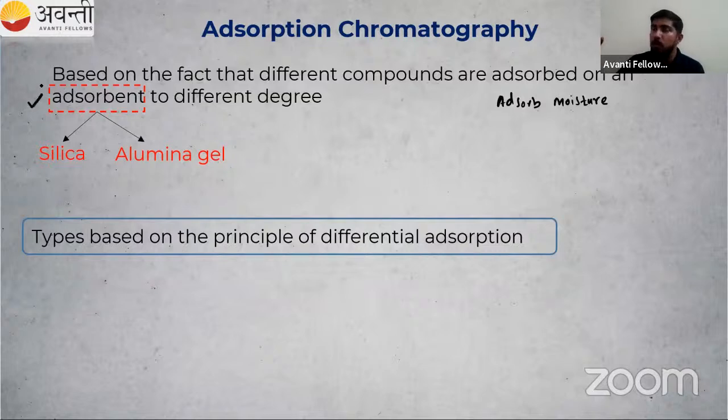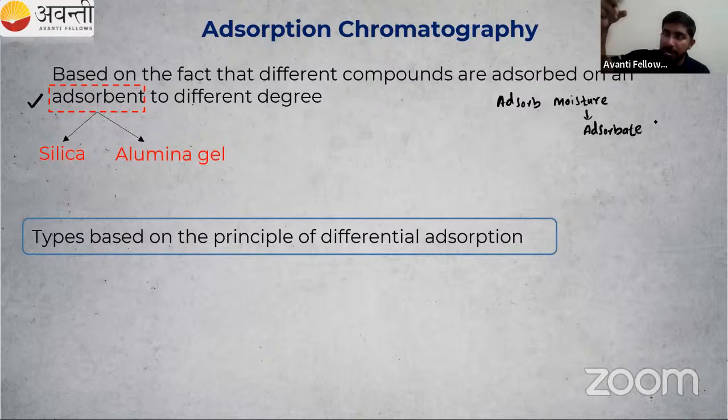Then what about water? Water is coming and getting adsorbed. That is known as the adsorbate. So moisture or water is known as the adsorbate. It is coming and getting adsorbed, while the adsorbent is providing the surface. So water molecules are coming and getting adsorbed on the surface of silica gel, so silica gel is known as the adsorbent.